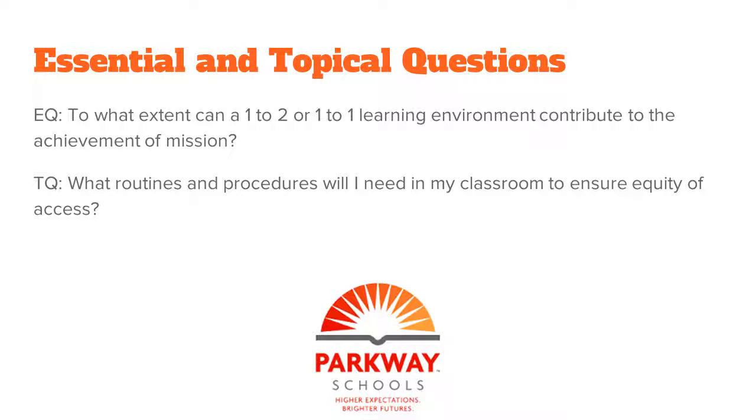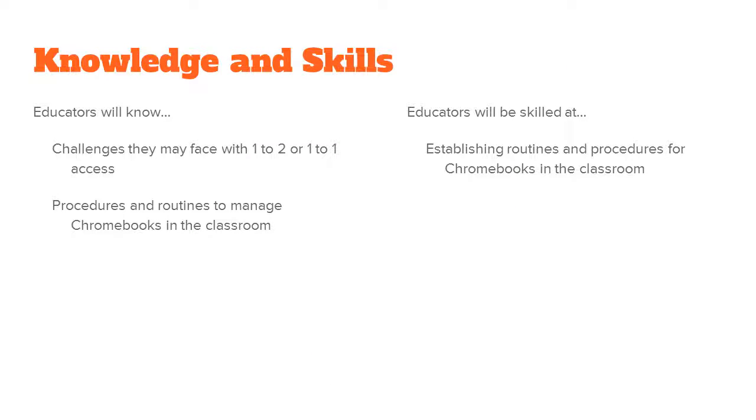The essential question and topical questions for this module are these. To what extent can a 1-to-2 or 1-to-1 learning environment contribute to the achievement of mission? And the topical question: what routines and procedures will I need in my classroom to ensure equity of access? At the end of this module, you will know the challenges you might face with 1-to-2 or 1-to-1 access, procedures and routines to manage Chromebooks in the classroom, and you're going to be skilled at establishing routines and procedures for Chromebooks in the classroom.